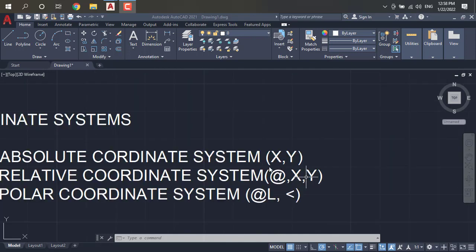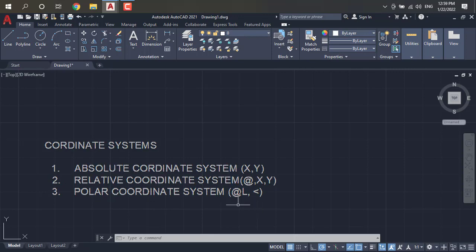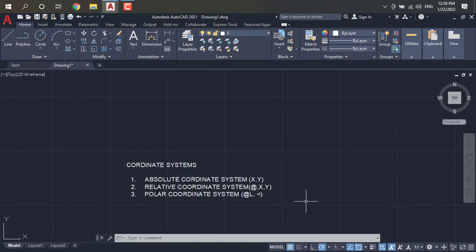In the absolute coordinate system, we mention only x and y: x comma y, which is as usual common in every place. But in the relative coordinate system, we have to fix the values or points related to the previous one. That means @ comma x comma y. I will explain this shortly. After that, the polar coordinate system also has a slight variation, which I will explain.